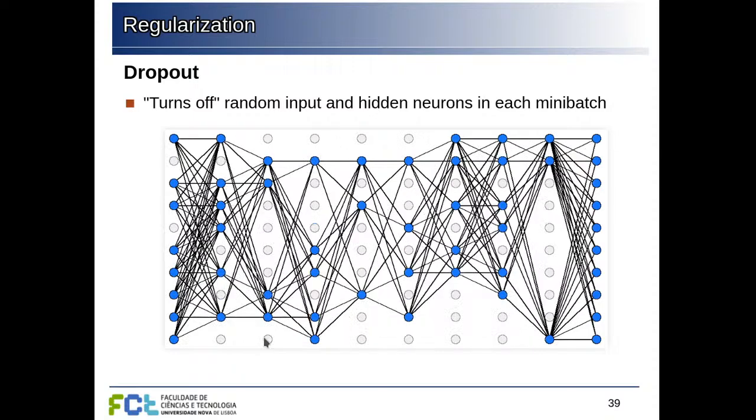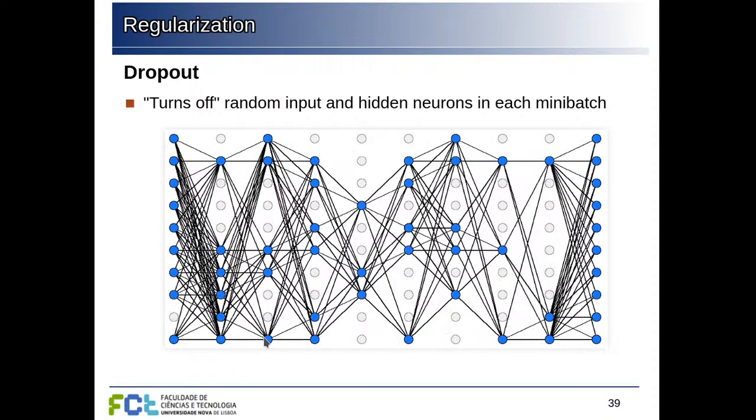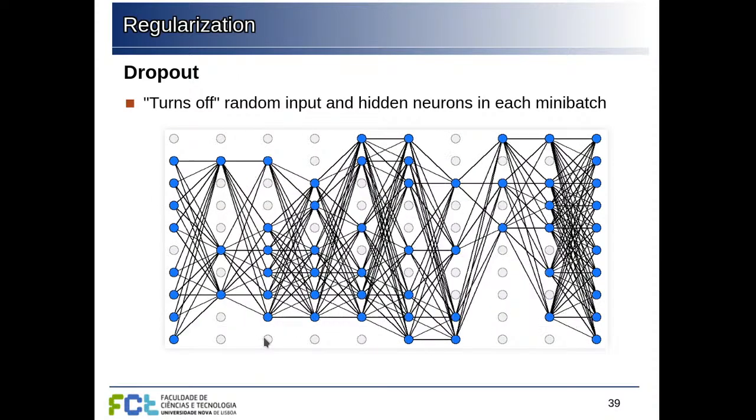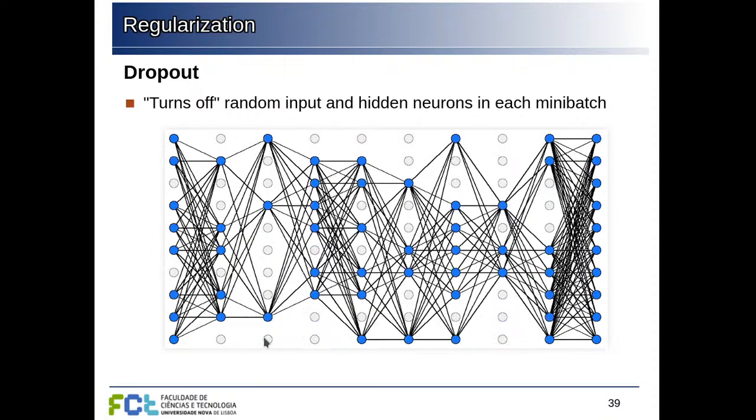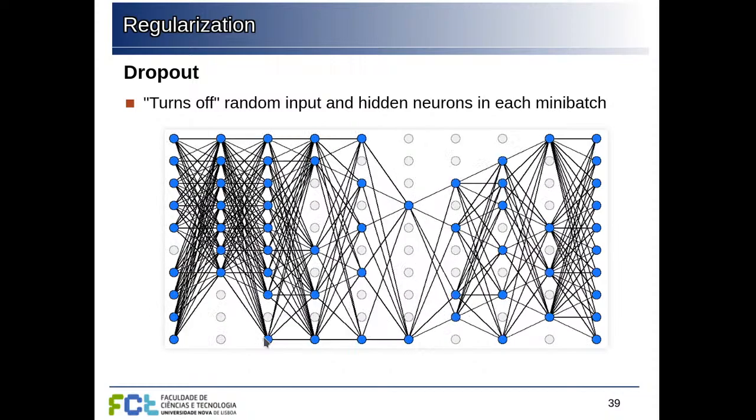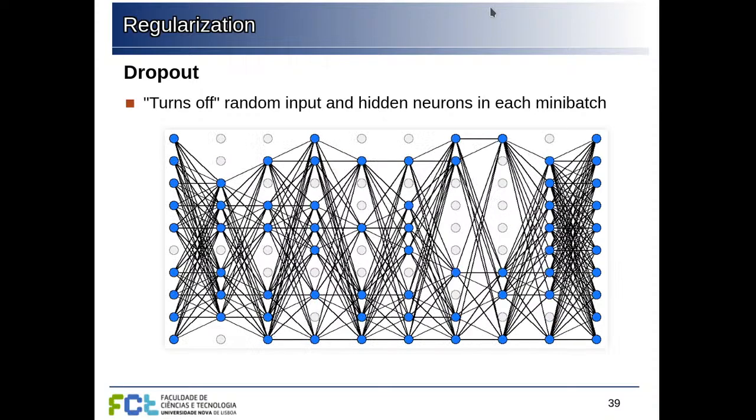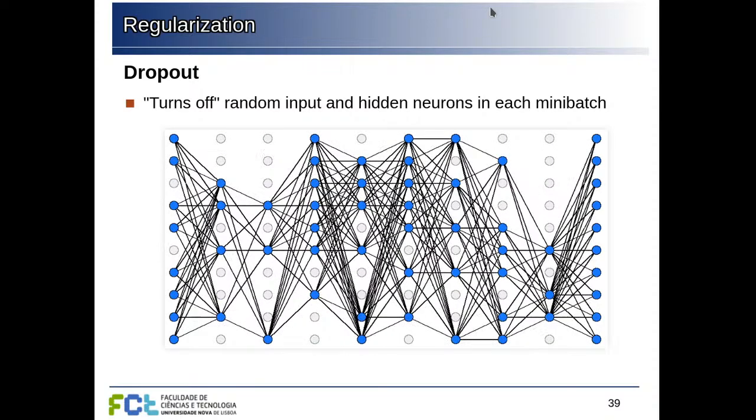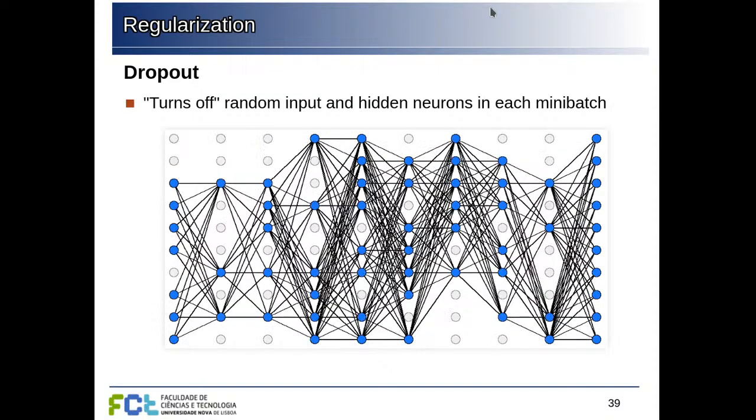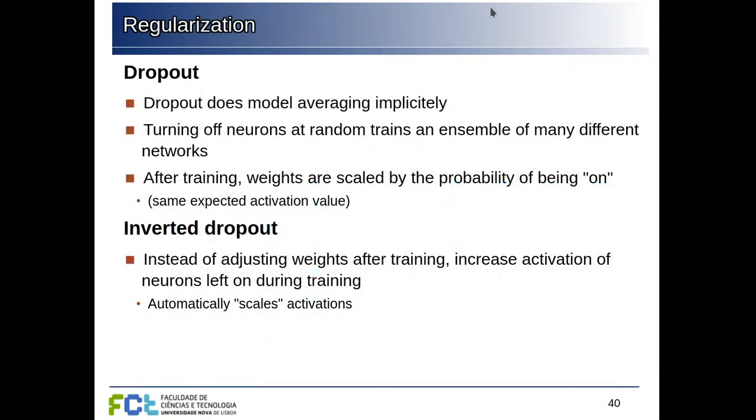And at the end, we have, in fact, as if we were training a very large number of networks, and we are averaging their predictions because in the end, once we finish training, we turn on all the neurons and we calibrate the output so that the average output is the same as it was during training. So basically, dropout is this technique that by switching off neurons at random during training will give us the equivalent of training a large set of models. So during training, we are turning off neurons at random. After training, we scale all the outputs of the neurons by the probability of being on.